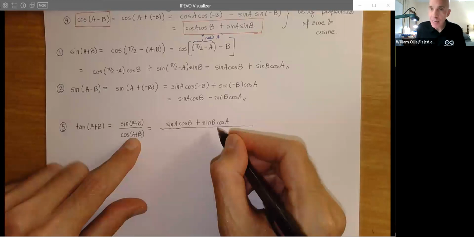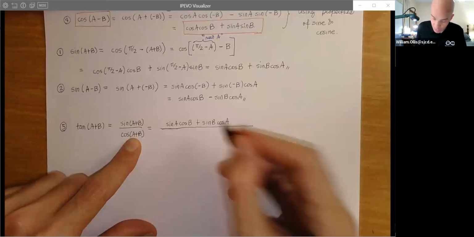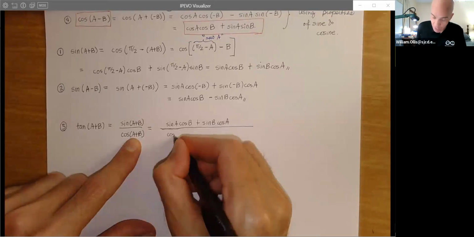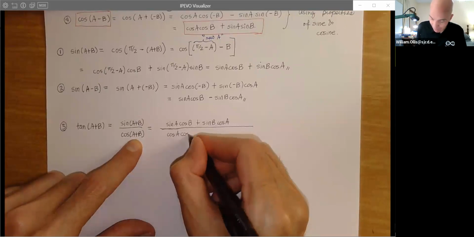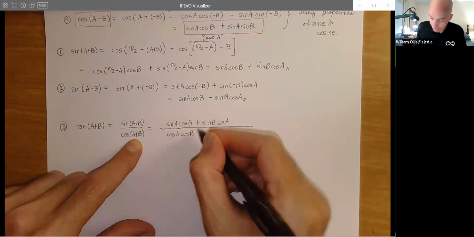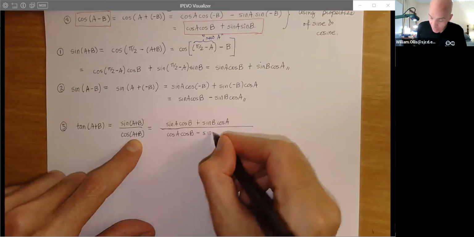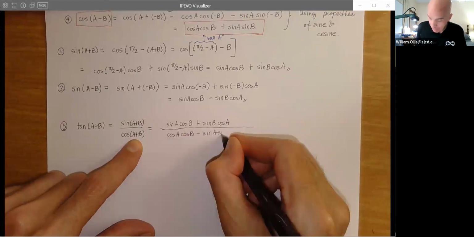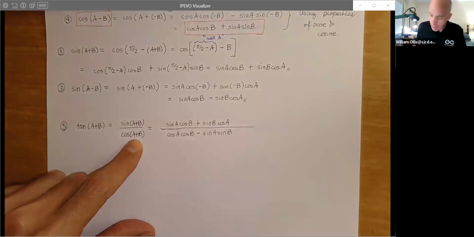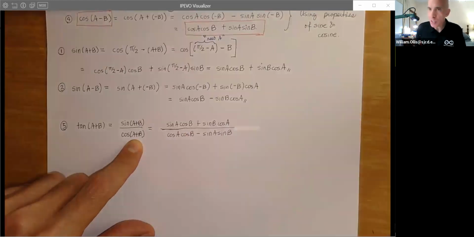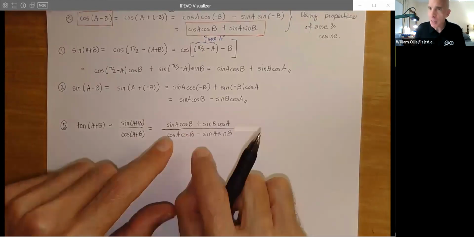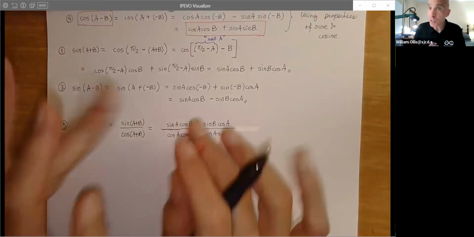And what's cosine of a plus b? Well, we proved that too. That was the difficult one. Cosine a cosine b minus sine a sine b. Now, again, you might be thinking that, okay, well, this is true. This is true. Why don't we just stop here? You know, we know this is true.